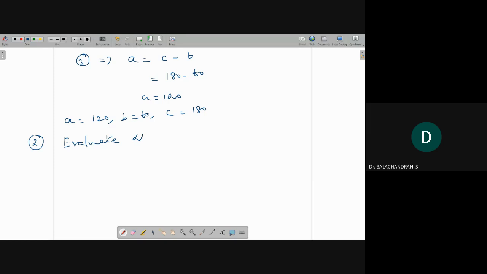Evaluate limit theta goes to 0, n into sine theta minus sine n theta divided by theta into cos theta minus cos n theta. Okay, so if you know how to do it, you can try independently, and if you got the answer, you can tell. But I will do it at normal speed because everyone should understand the concept.